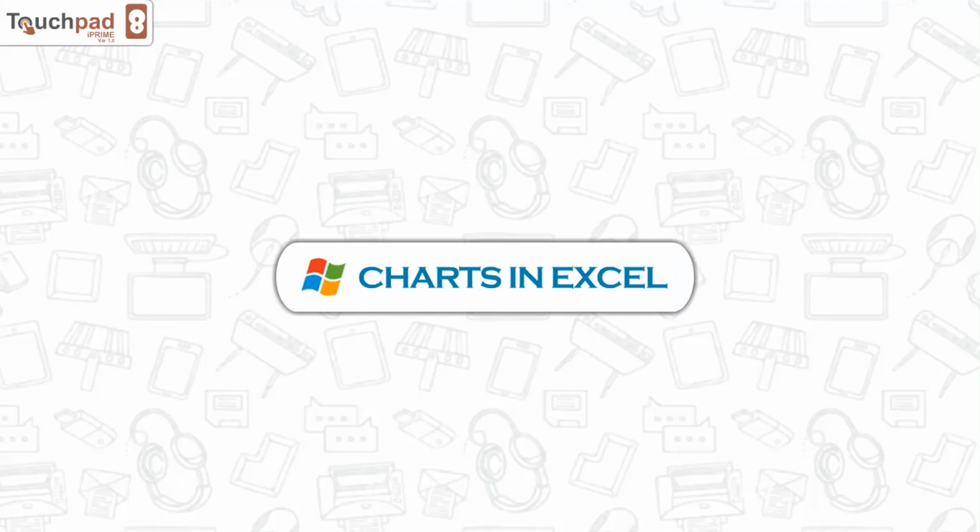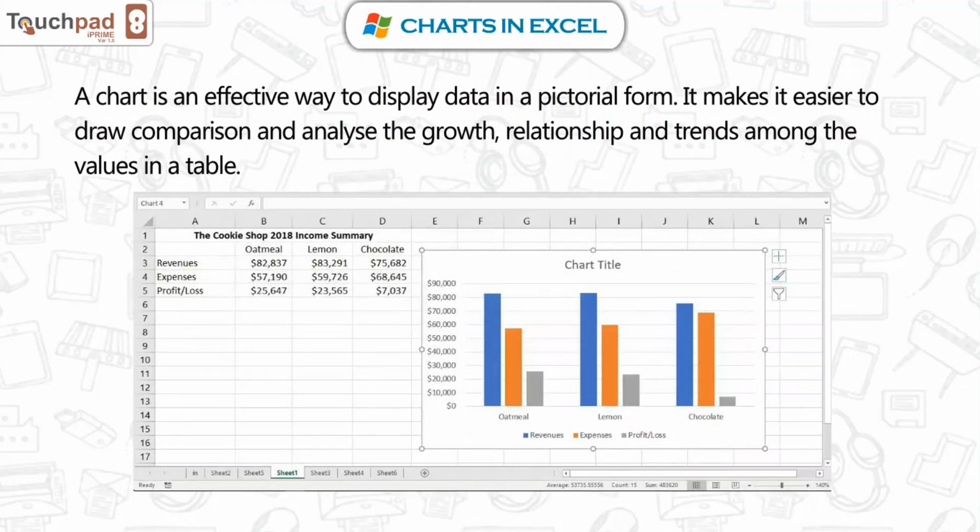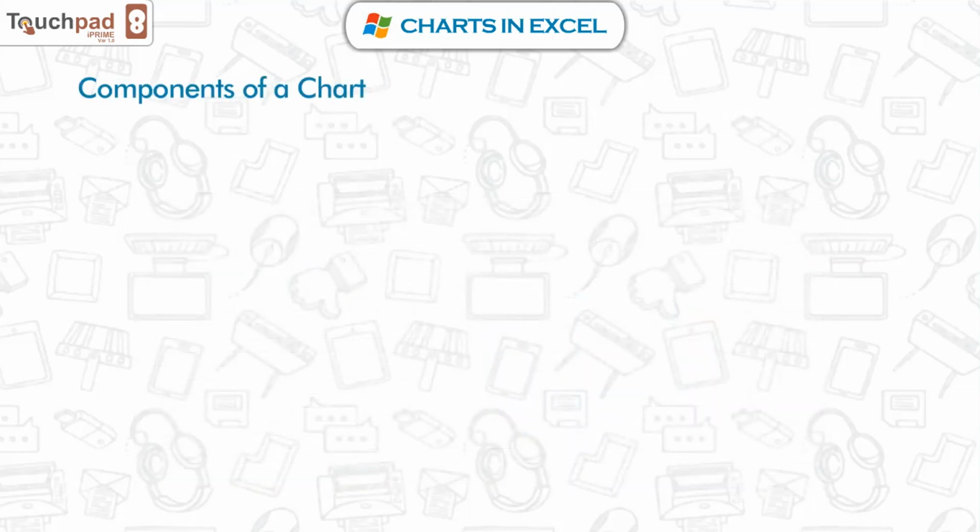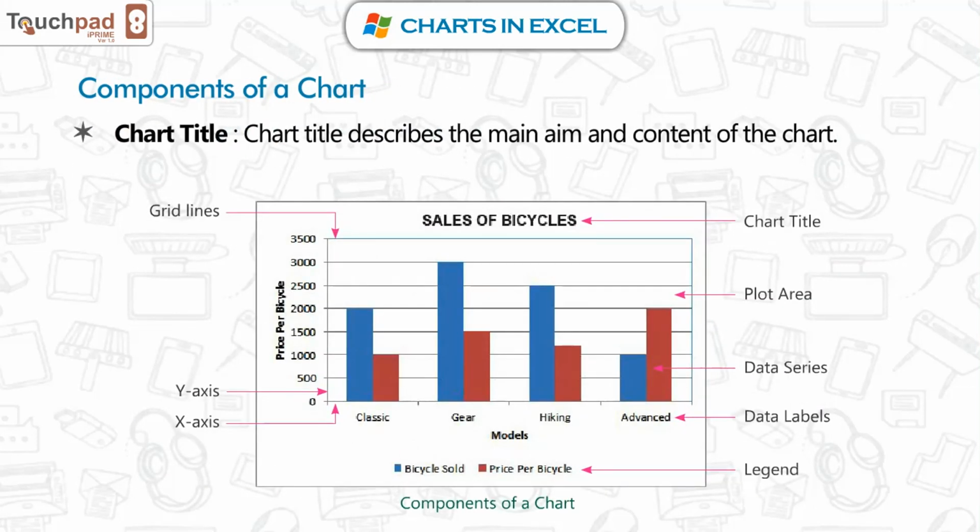Charts in Excel. A chart is an effective way to display data in a pictorial form. It makes it easier to draw comparisons and analyze the growth, relationship, and trends among the values in a table. Components of a chart. Chart title. Chart title describes the main aim and content of the chart.